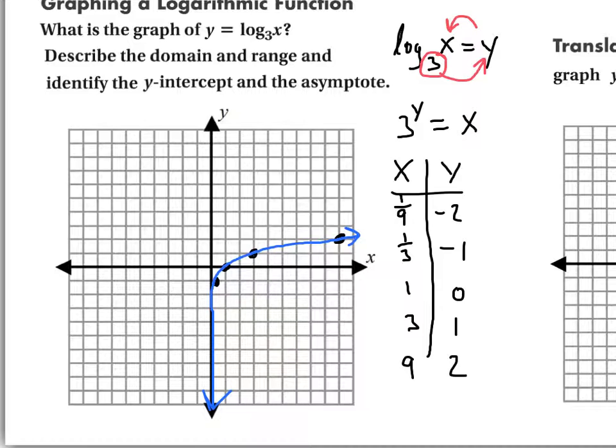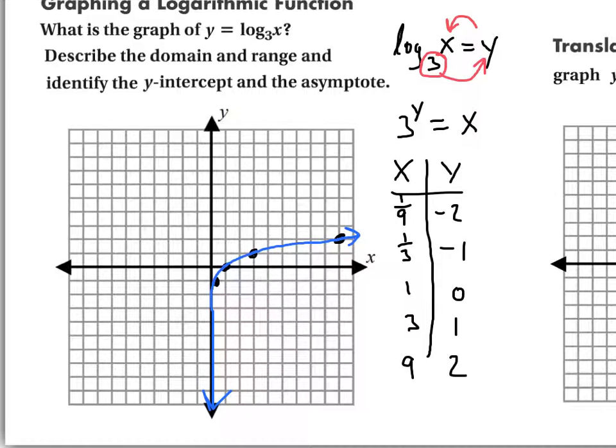You can definitely see that the y coordinates are going to go down forever, but they're also going to go up forever. As we go this way on the graph, it's going to get there slowly, but eventually it will get to positive infinity. Okay? So there is a restriction on the x. We can only plug in numbers greater than 0, but the y has no restriction. Our output can be all real numbers.